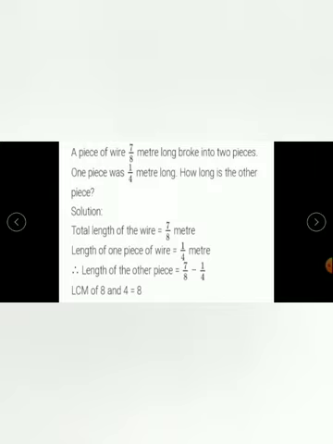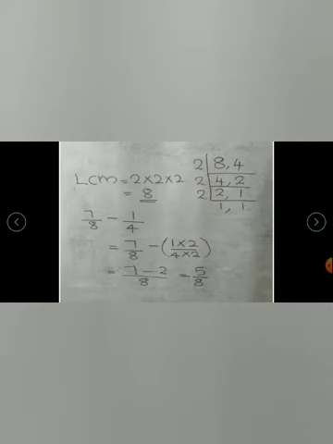So first we need to find the LCM of 8 and 4. What is the LCM of 8 and 4? By prime factorization, we can find that the LCM is 8 itself. The first fraction is already having the denominator 8, so no need of changing this. But the second fraction is 1 by 4, so for that 4 we have to change. 4 into what is 8? 4 into 2. So we multiply this fraction with 2. So 1 into 2 by 4 into 2. Now 7 by 8 is the same, and 1 into 2 is 2. So 7 minus 2, 5 by 8. So what is the length of the other piece? 5 by 8.